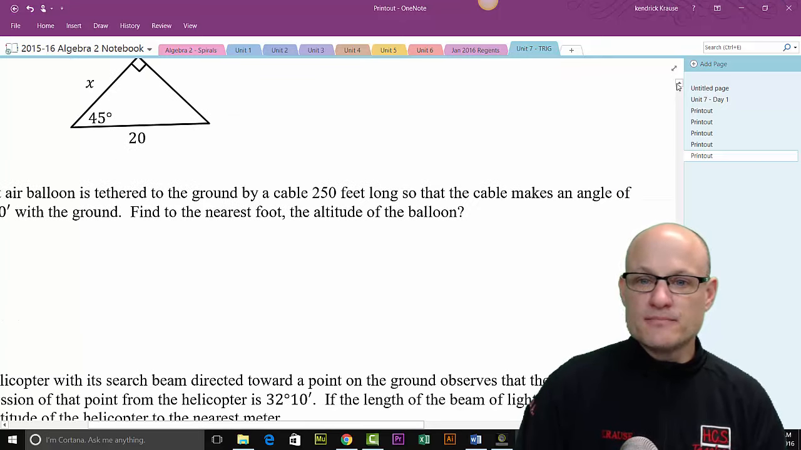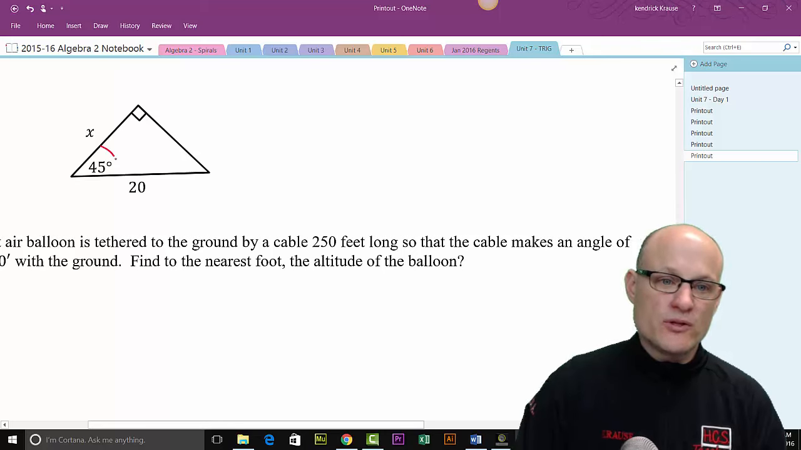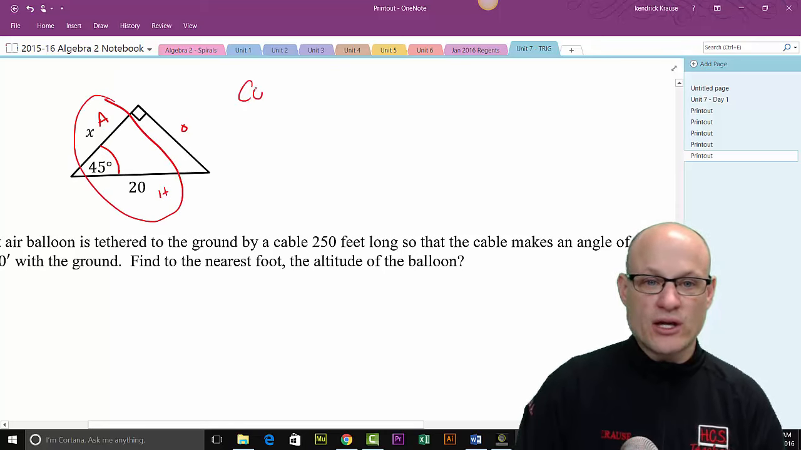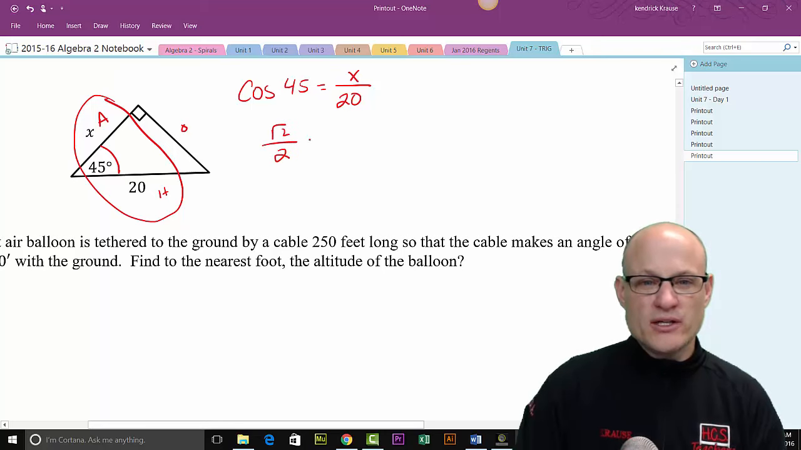Using this angle, this is opposite, this is adjacent, and this is hypotenuse. So again, we're using A and H, cosine. So cosine of 45 degrees is equal to adjacent x over hypotenuse 20. This one's going to be a little bit easier. Well, this is really the square root of 2 over 2 is equal to x over 20. We'll cross multiply. So 2x is equal to 20 times radical 2, divided by 2, and I get x equals 10 radical 2.